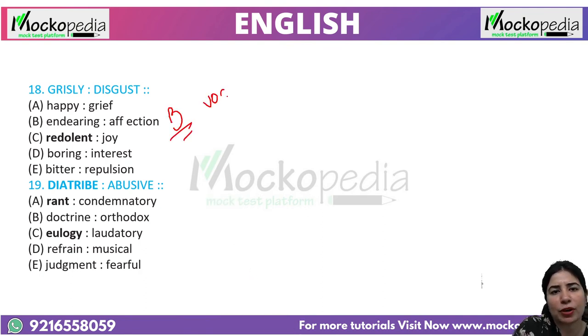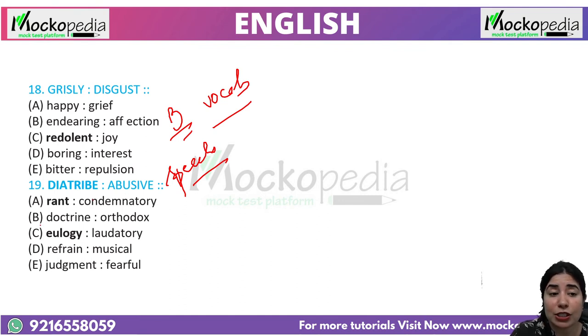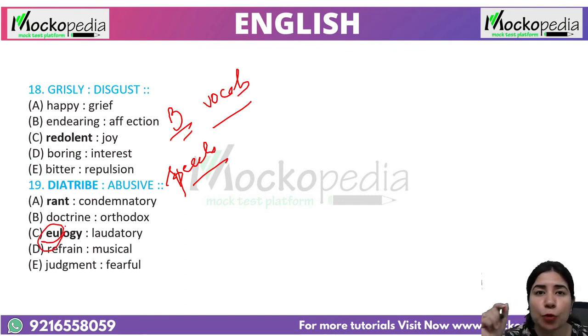This is more of a vocab test here, right? Diatribe is an abusive speech, okay? And eulogy, remember I did talk about it. See, this is how magic happens. If you're really putting an effort to enhance vocabulary, you will start finding the words here and there, right? So, EU stands for something which is good. So, we did talk about euphony, right?